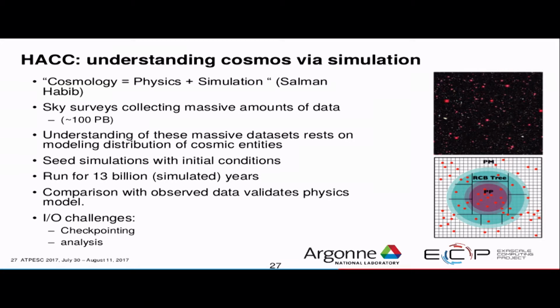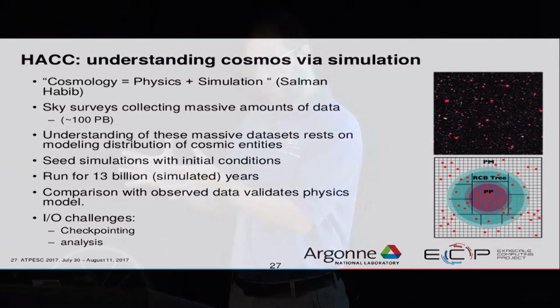Another heavy I/O user are the cosmology folks. The HACC cosmology code is modeling the universe, which you can do on a supercomputer these days. There's something like 13 billion years of universe time, right? And so you take a detailed sky survey and say, okay, here's how things look now. Let's run back the clock and simulate the Big Bang to now.